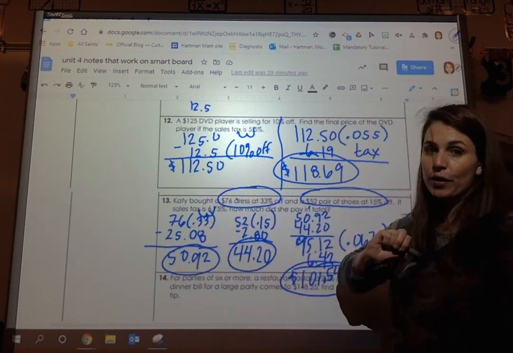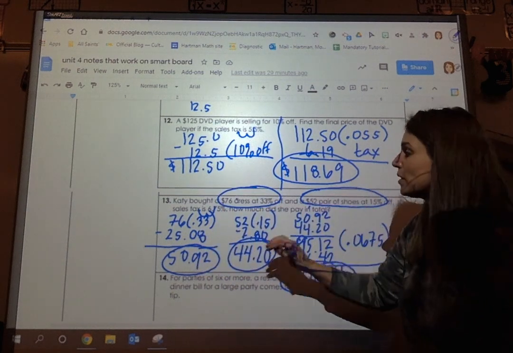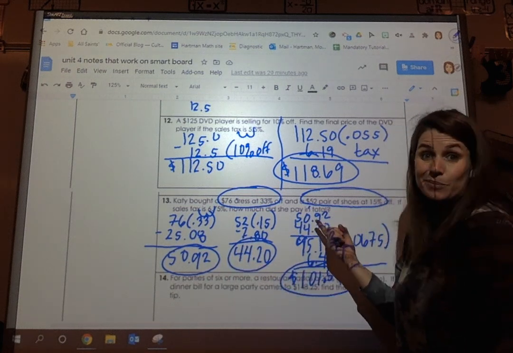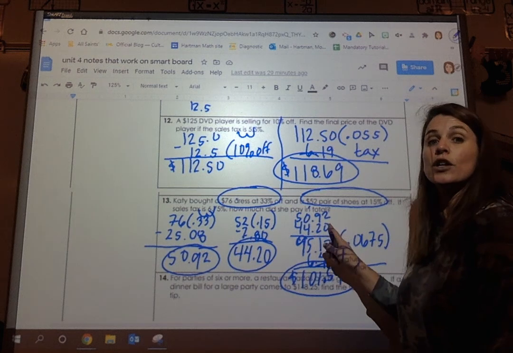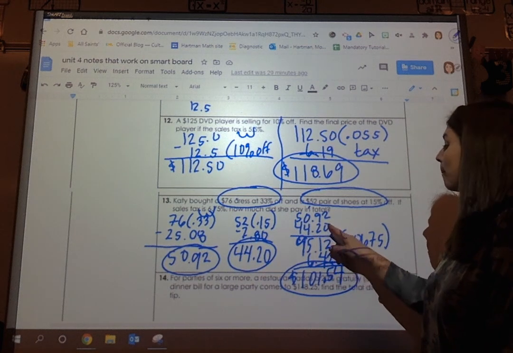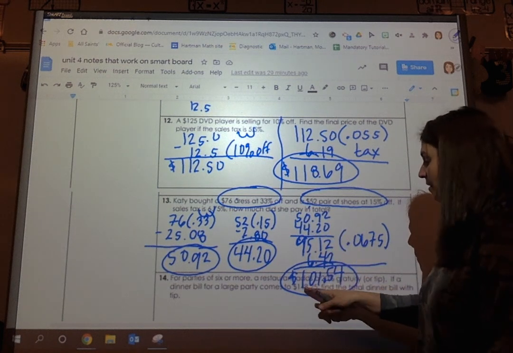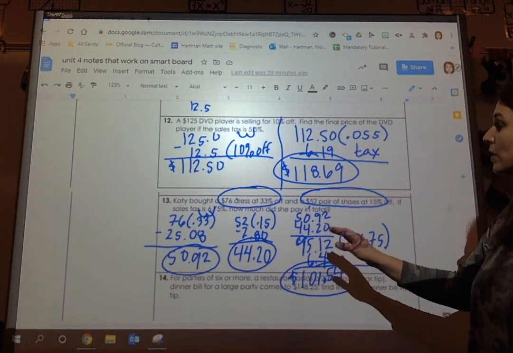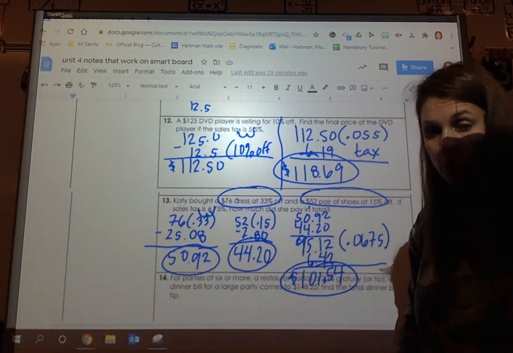The dress at 33% off, the shoes at 15% off. Now I add them together because that's what I'm taking to the register, and they're going to charge me 6.75%, and that's what I'm walking out of the store with. So if you're having trouble on these or setting them up, let me know, and we can go over those together.